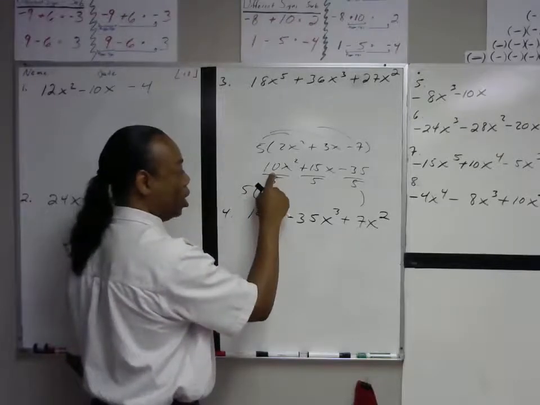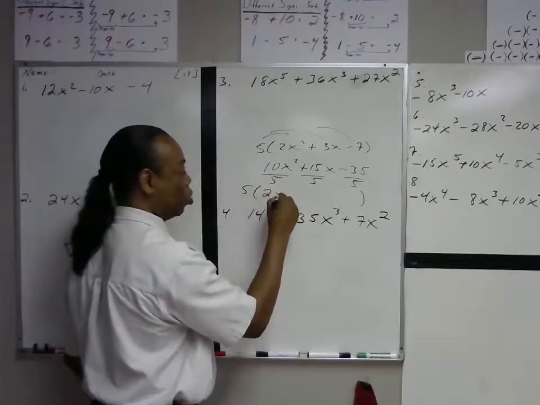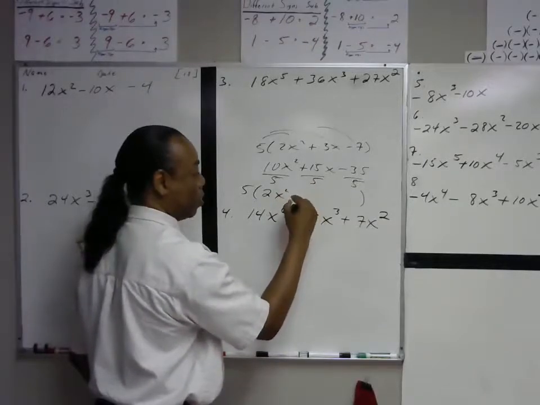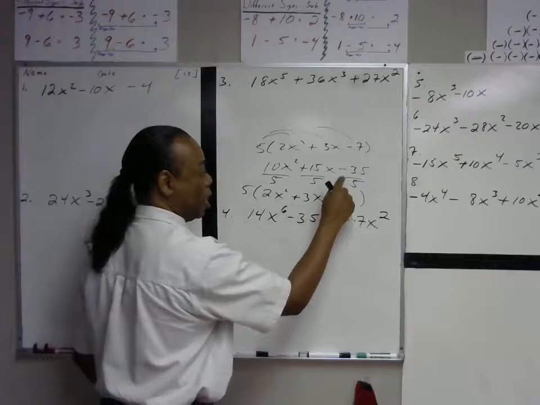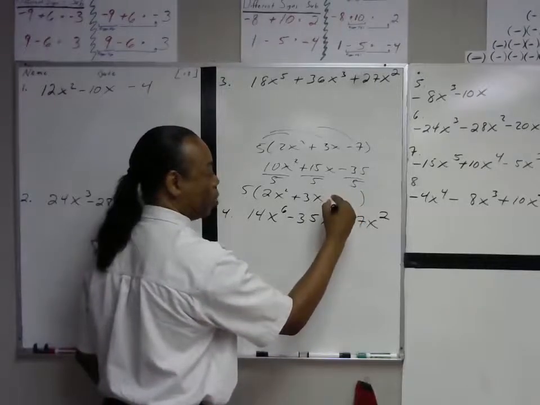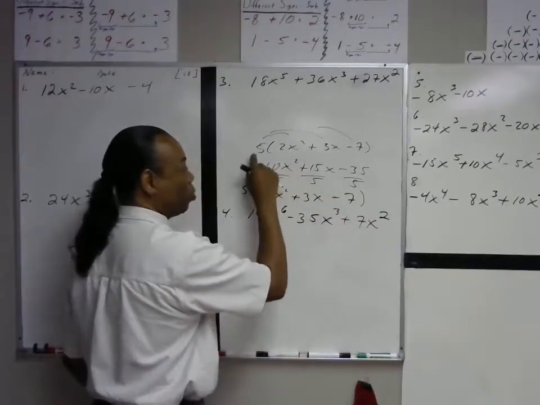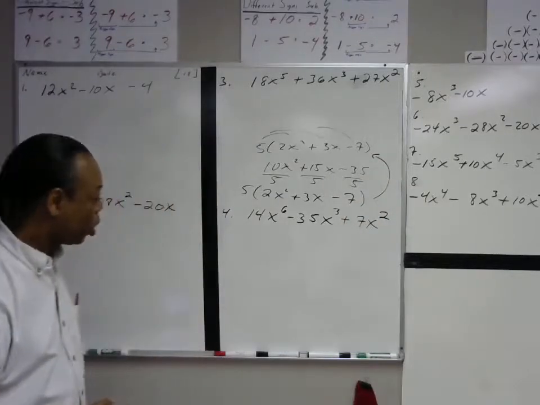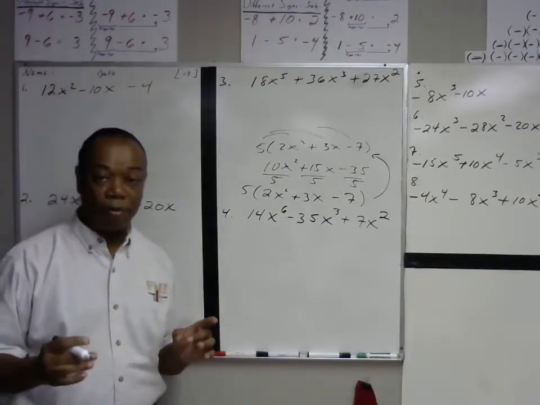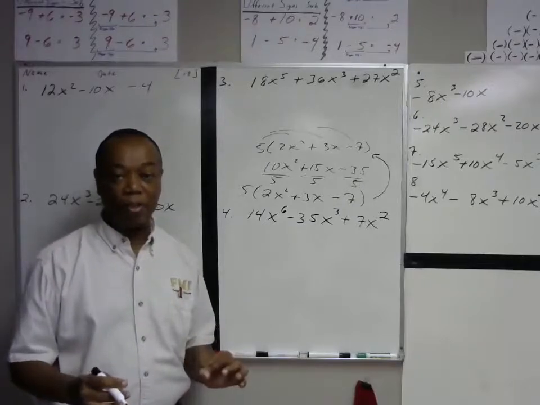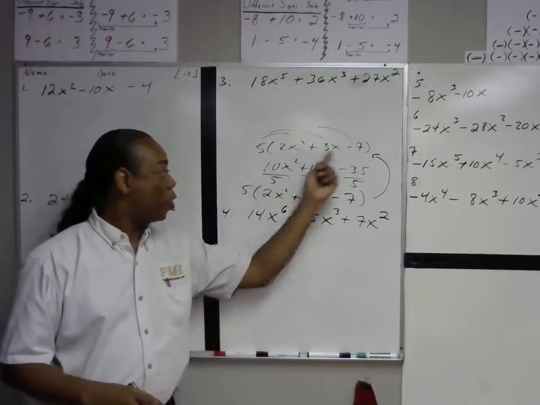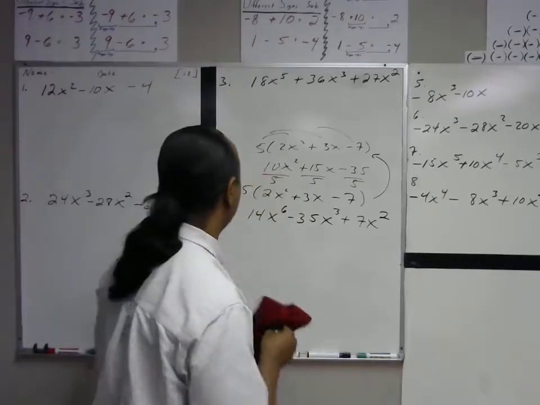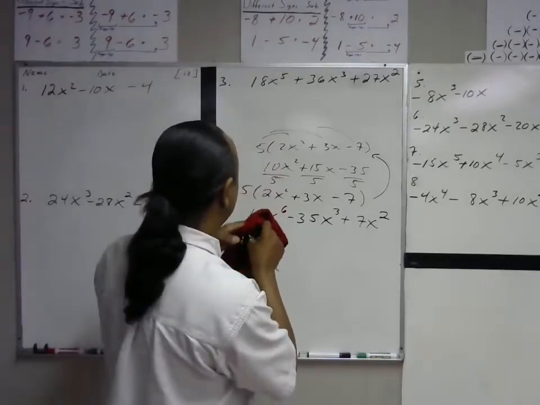So when I divide 10 by 5, I'll get 2, and then x squared. Positive 15 divided by 5 gives me positive 3 and x. And negative 35 divided by 5 gives me negative 7. And it returns me to the original before multiplication. So that's what we'll be doing. We'll be doing factoring out the greatest common factors in order to find out what the expression was before multiplication. So let's kind of get rid of this.